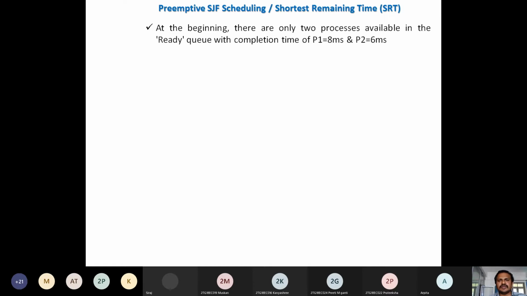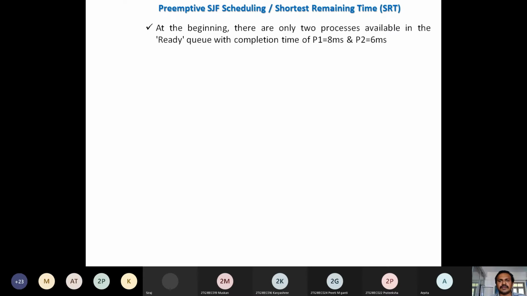At the beginning, there are only 2 processes available in the ready queue, with completion times P1 equal to 8 milliseconds and P2 equal to 6 milliseconds. As per this technique, the scheduler sorts all queue contents based on their completion time. Whichever is less is executed first, and whichever takes more time to complete is executed next.